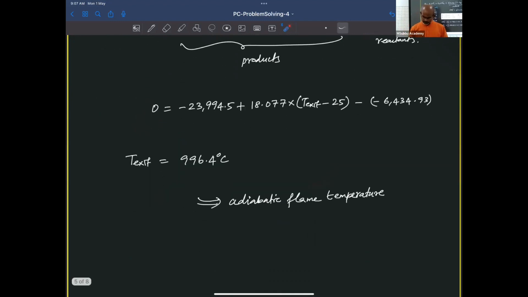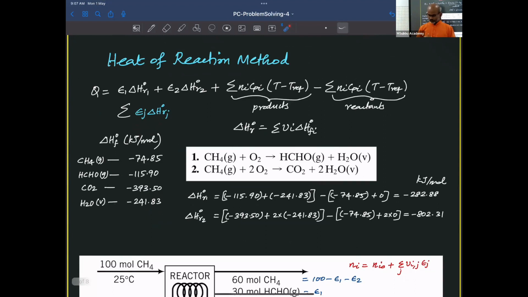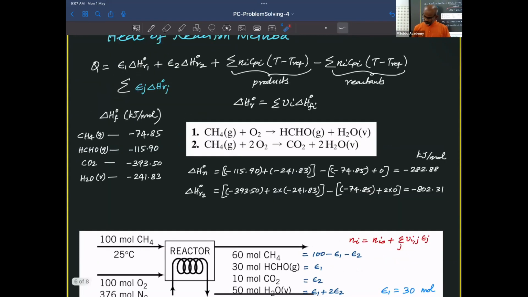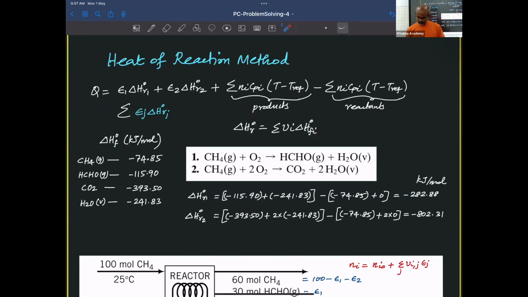Coming to the other method, the usual method that we normally follow for a single reaction, we need not worry about the extent of reaction. We can simply do that. But for multiple reactions, it is better to work out the extents of reactions and solve. Of course, the heat of reaction is sigma nu i Hf i. Okay, that is the heat of reaction definition: simply the heat of formation of products minus reactants, with proper multiplication by stoichiometric coefficients.